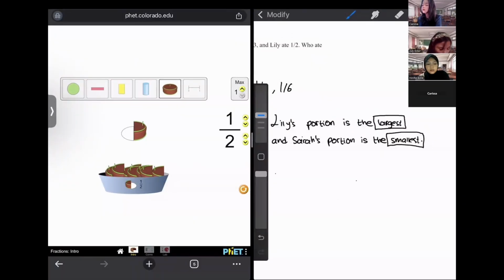All right, so now that we have looked at the explanation for how to utilize the pet simulation, I will now divide you into different breakout rooms and I will give you a few questions that you can solve with your group mates. All right?